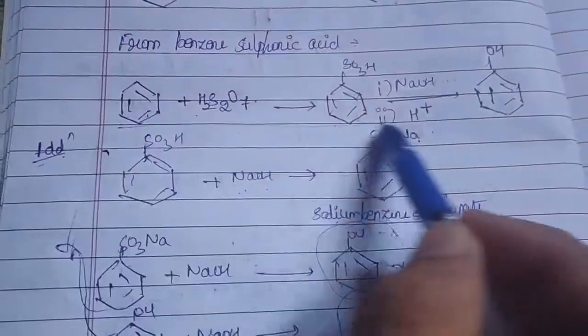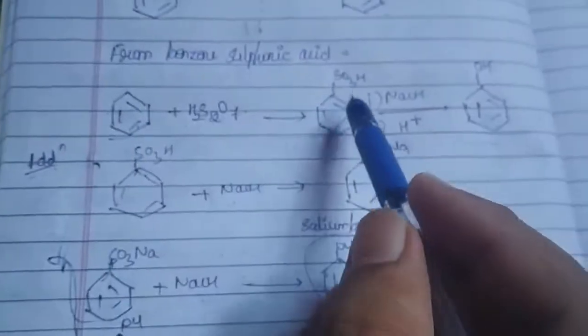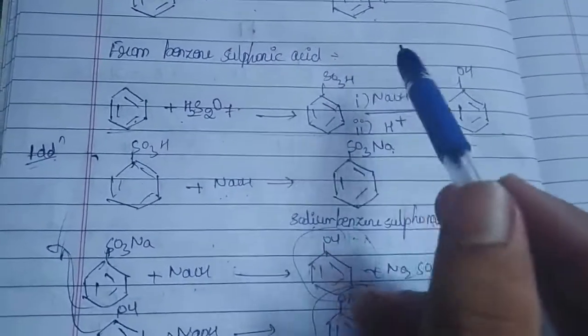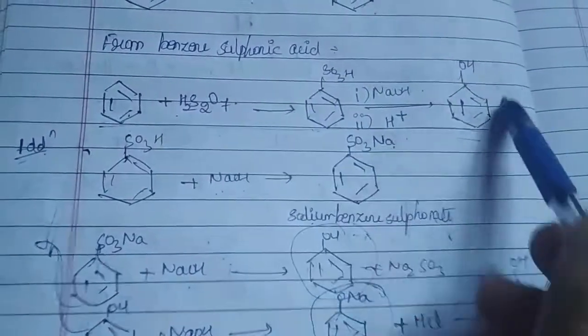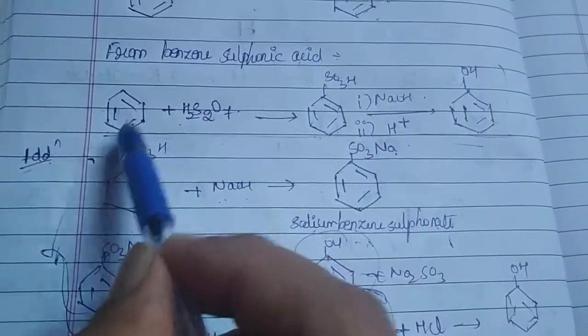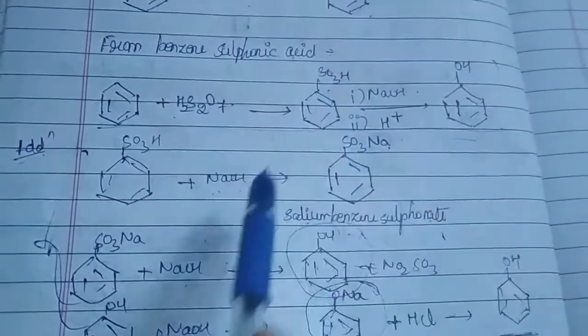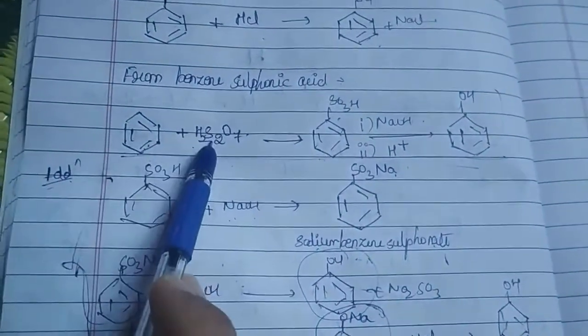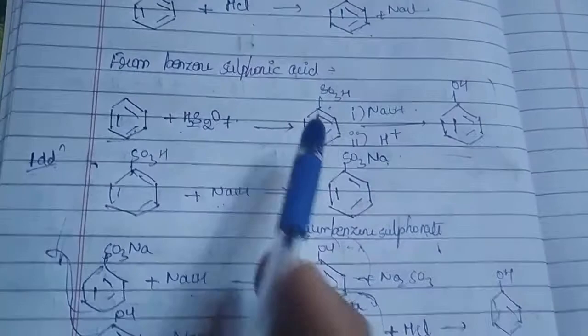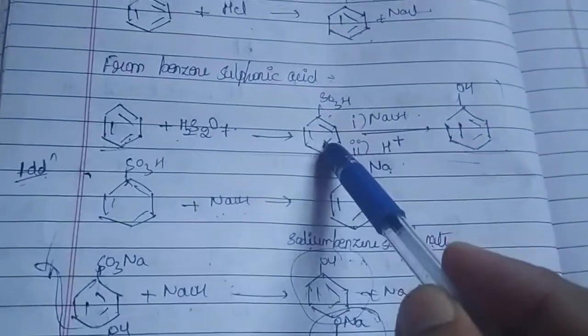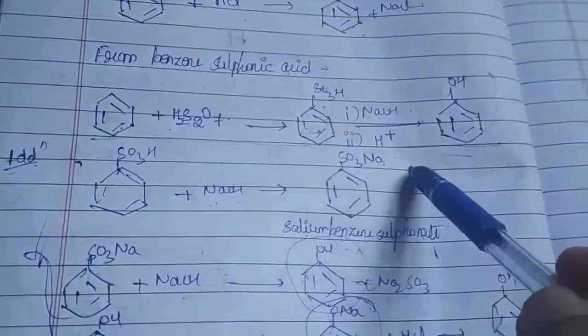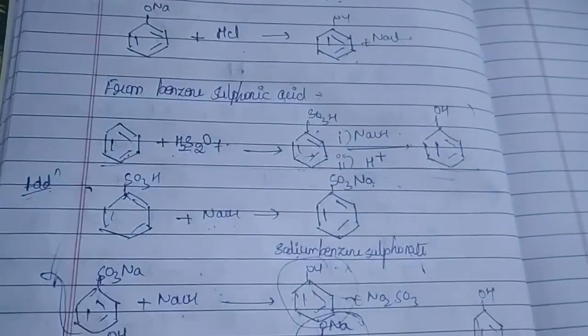But this reaction is very important in certain competitive exams, and they have given this part in your book also. I have given additional information here on how we get this benzene sulfonic acid. Whenever we treat benzene with oleum, we will be getting benzene sulfonic acid. Then on treatment of this benzene sulfonic acid with NaOH and on acidification, finally we will be getting our phenol.